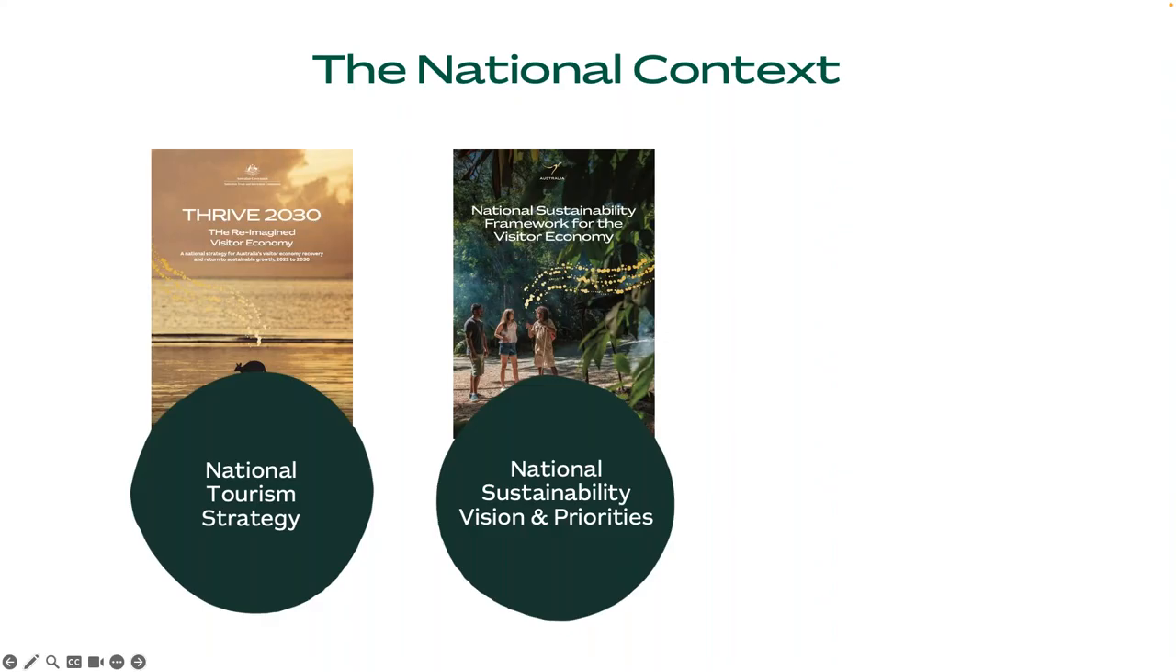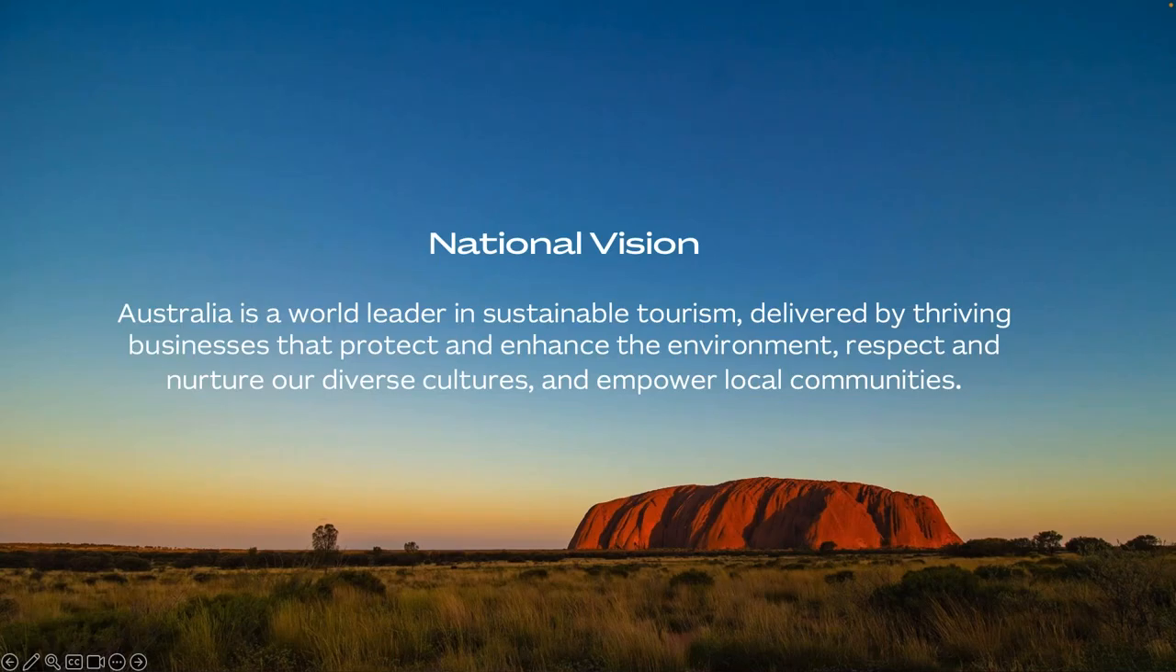As you are probably aware, there was the Thrive 2030 National Tourism Strategy. Towards the end of last year, the National Sustainability Framework for the Visitor Economy came out. This set up the National Sustainability Vision and Priorities. The framework's goals have also been endorsed alongside the vision, which is for Australia to become a global leader in sustainable tourism. That vision has been agreed and endorsed across all states and territories.